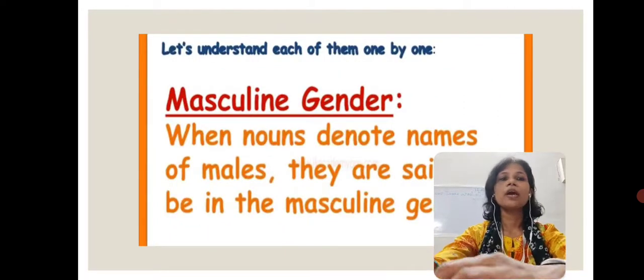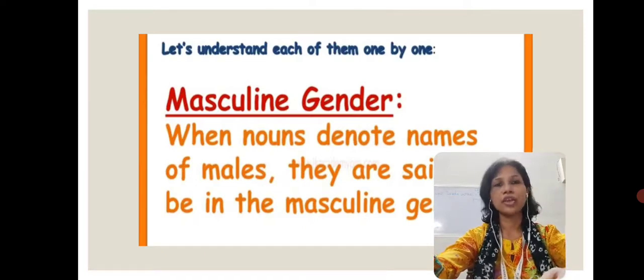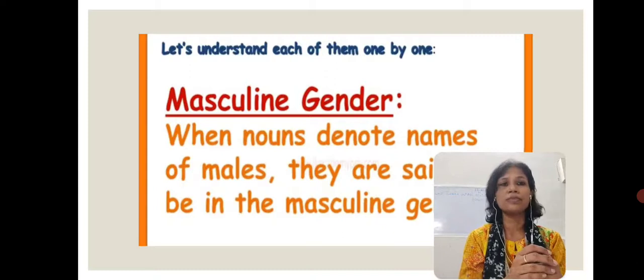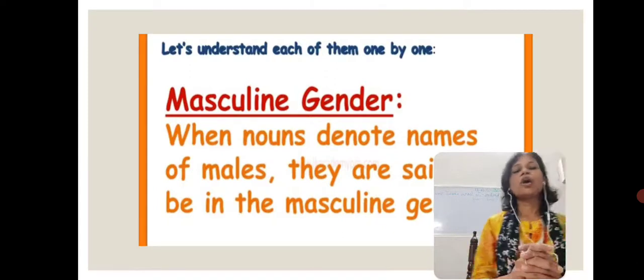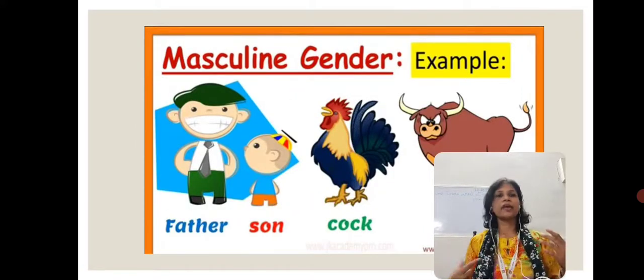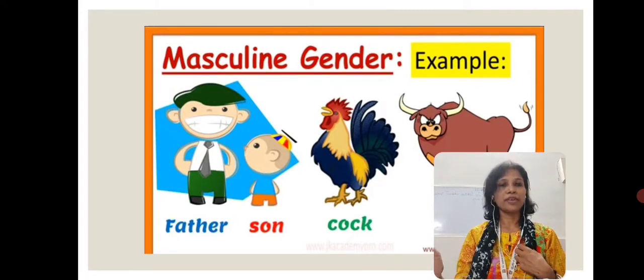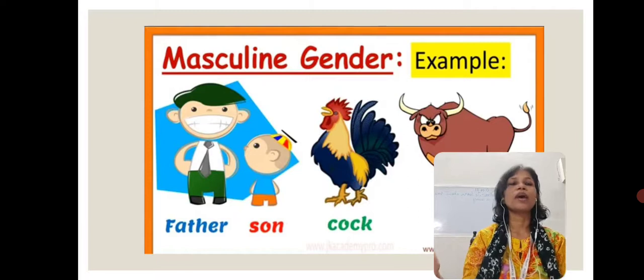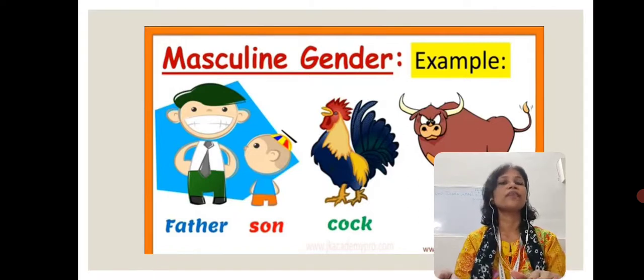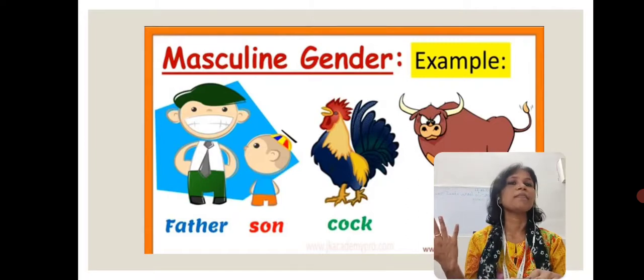Fine. Now what is masculine gender? Let us learn about them one by one. When nouns denote the names of males, they are said to be in masculine gender. So masculine gender refers to the nouns that denote the names of males. Some examples: father, like your father is having masculine gender, father. Son, cock, bull. It is not that only we human beings are having gender, even the animals are also having genders. So masculine gender refers to father, son, cock, bull. Fine. So these are the masculine gender.